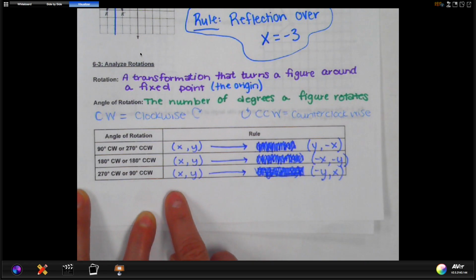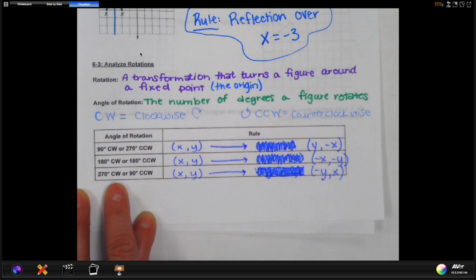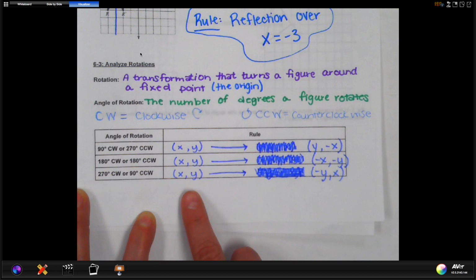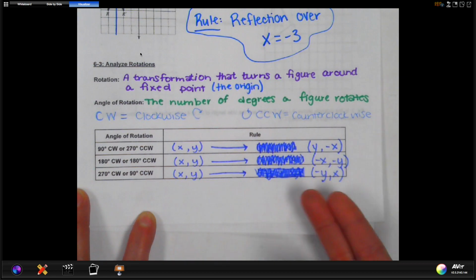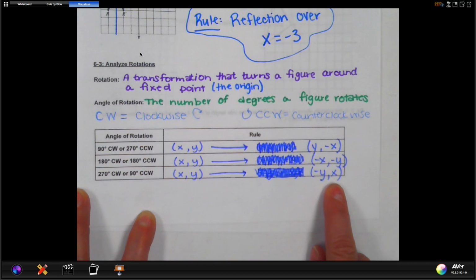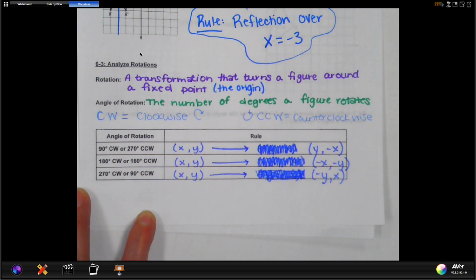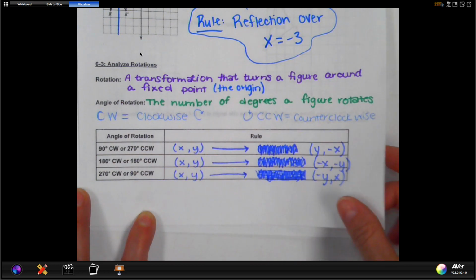And finally, if you want to go 270 clockwise, or 90 degrees counterclockwise, you start with your point (x, y), flip it so that y comes first and x comes second, and make that y value opposite. If you need to pause the video right now to make sure you've got all this down, go ahead and do that. If not, please turn to the next page where we're going to do an example.